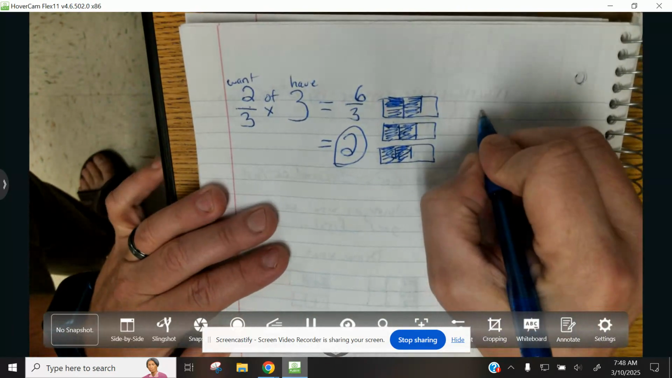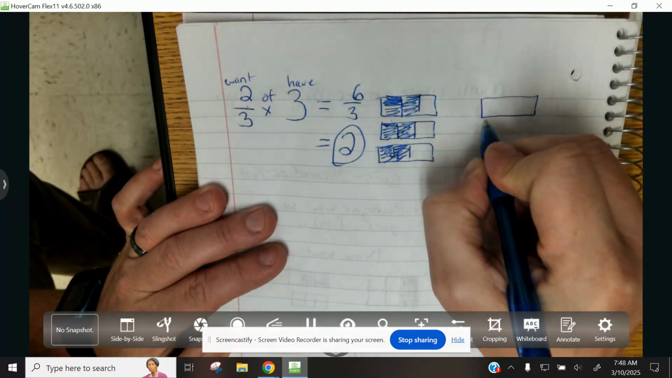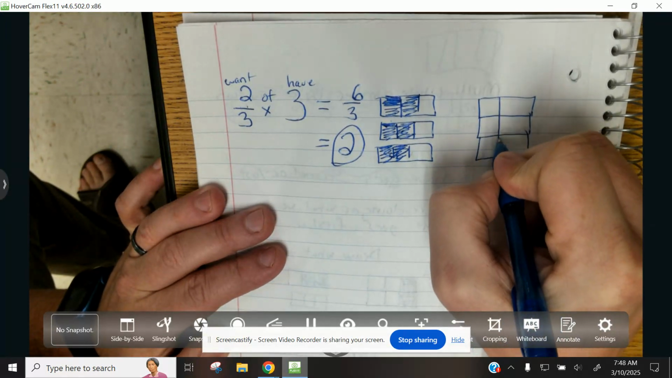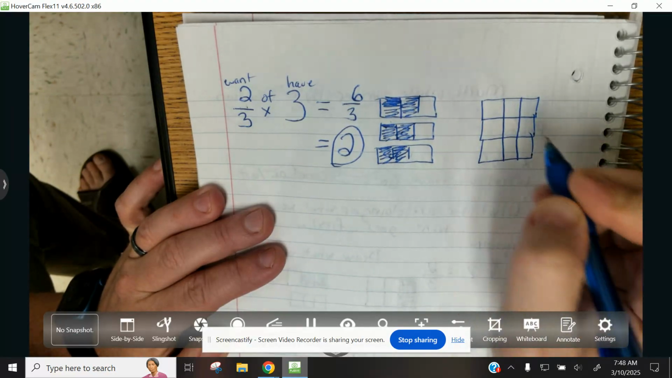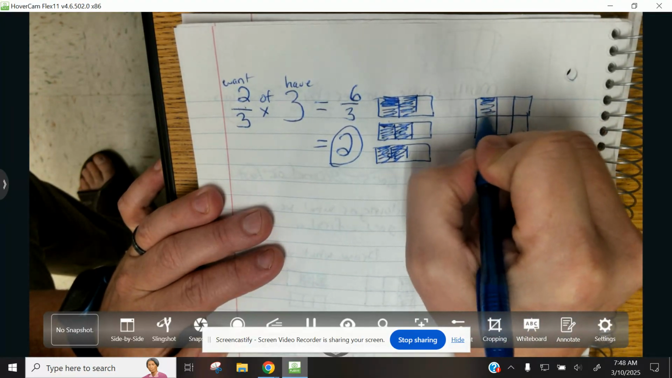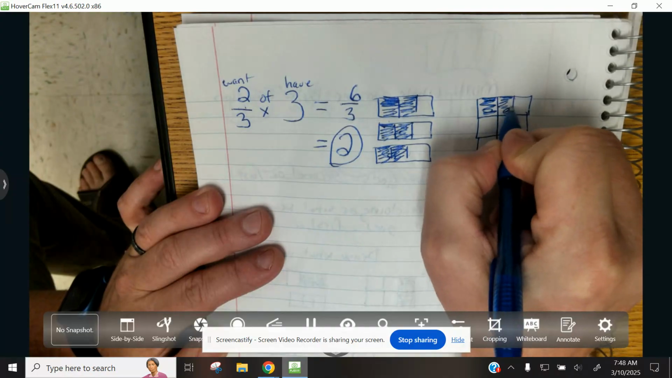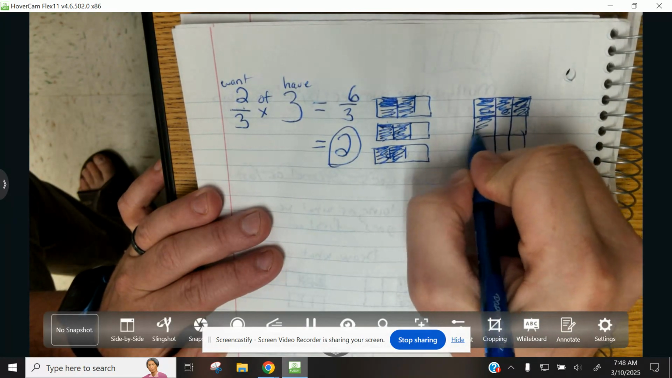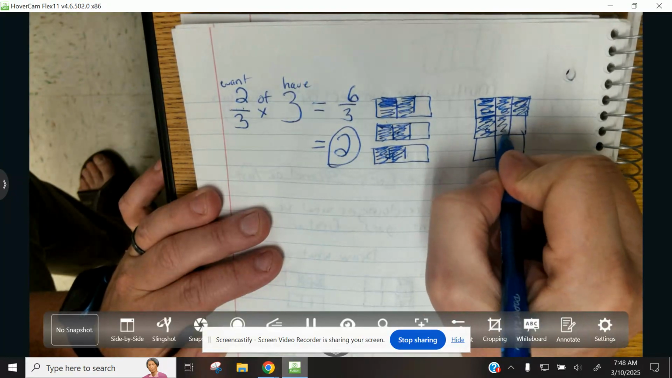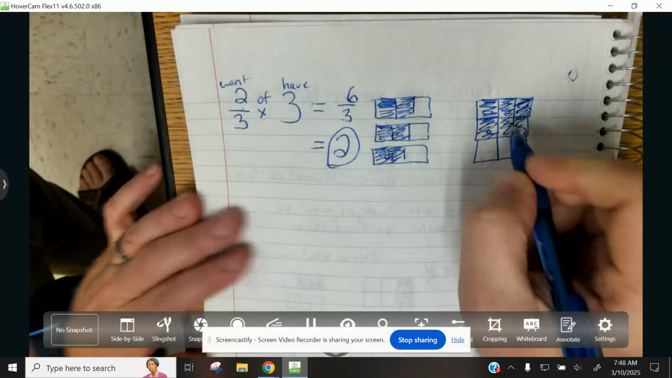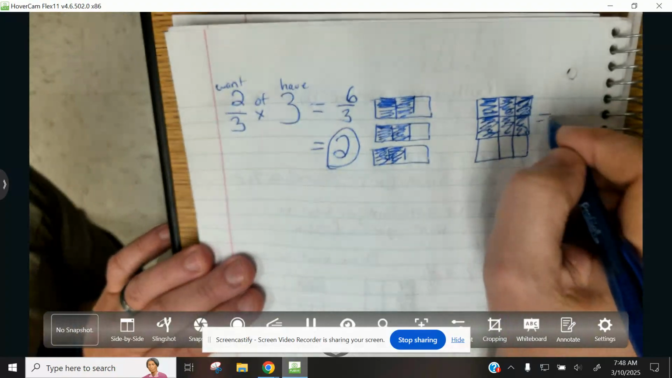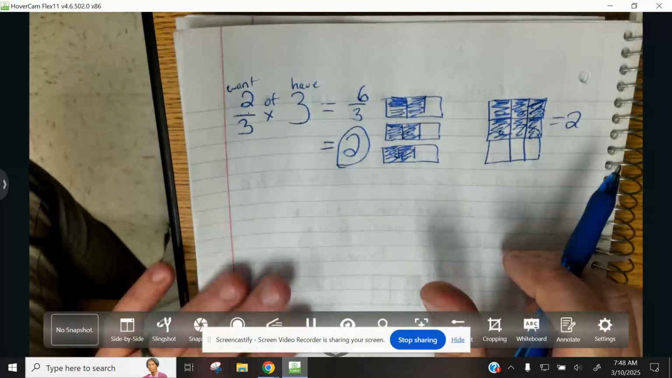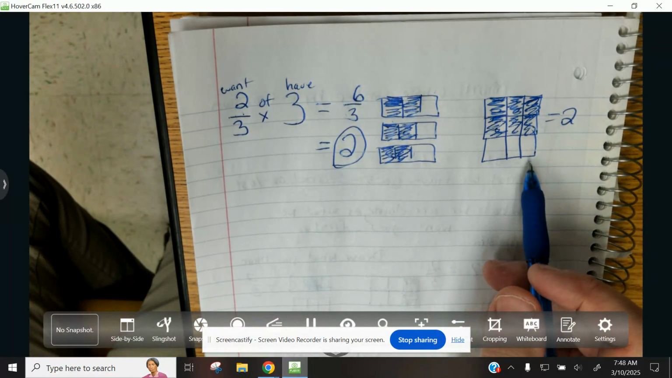If I was going to draw this the other way, I'd still have my 3 wholes. And then what I'm going to say is I'm going to eat these 2/3. I'm going to eat this 2/3 first, do this way, and then this way. And then you can clearly see there's 2 whole candy bars that were eaten. So that would be 2 wholes, or again, 6/3. But again, your answer went down because of our understanding of everything.